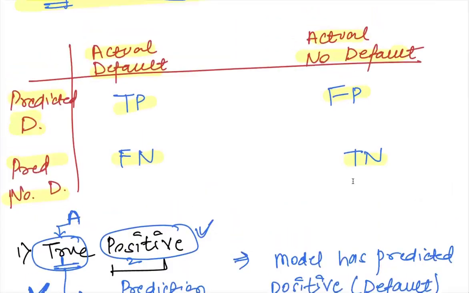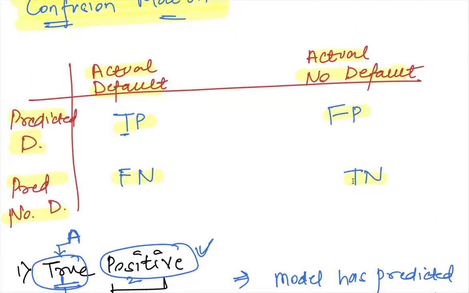So let me write all the four terms. Let me go back to the table. True positive. Always remember the second term is the prediction. The prediction is positive, and positive is default. True means this has actually happened, which means if the prediction is default, actual is also default. False positive means the prediction is positive, which means the prediction is default, and false means actually there was no default.